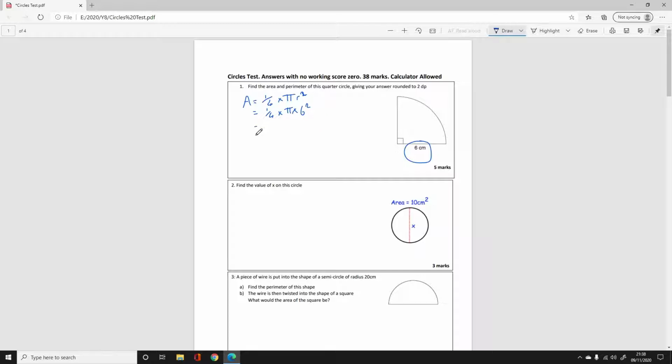Type that all in, round that to 2 decimal places, and you get yourself to 28.27, rounding to 2 decimal places because the question says to do so. Centimeters squared, don't forget your units as well.